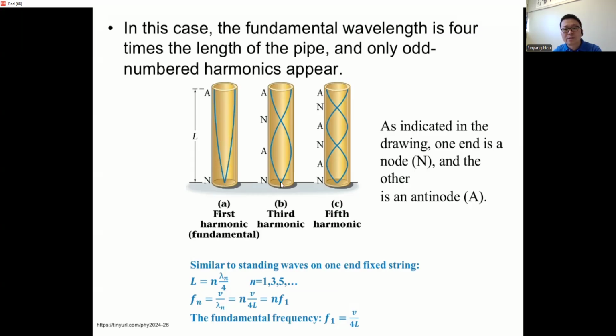The second one has a node here and an antinode there, so you add a node in the middle somewhere, and there should be another antinode there. So this is 3/4 of the whole wavelength. The third one will be 5/4 of the whole wavelength. This is similar to the string with standing waves when you have one end open and the other end fixed. So the wavelengths and frequencies for the nth harmonics are the same. Again, we call the first one the first harmonic, the second one the third harmonic, the third one the fifth harmonic, etc.